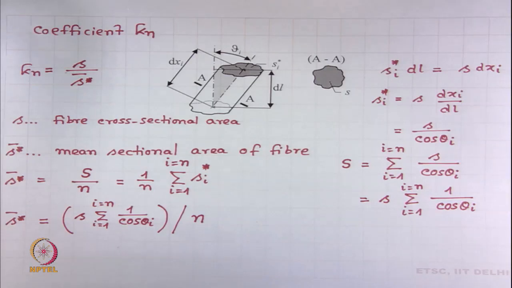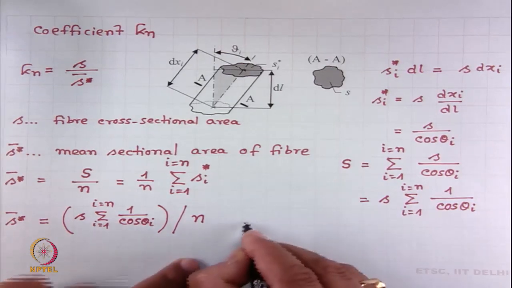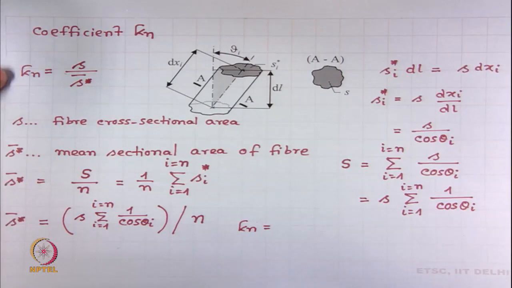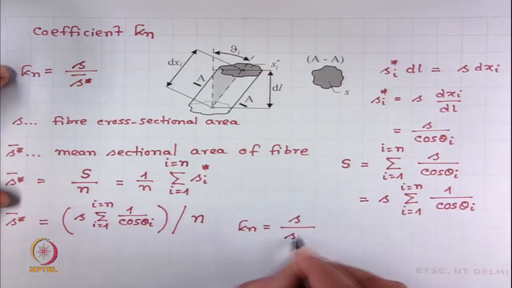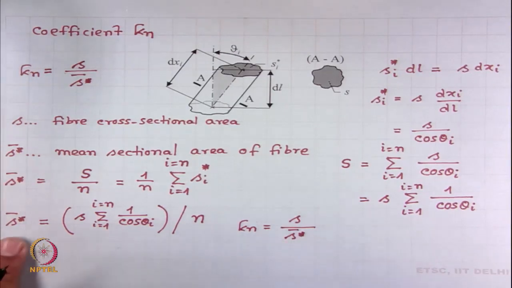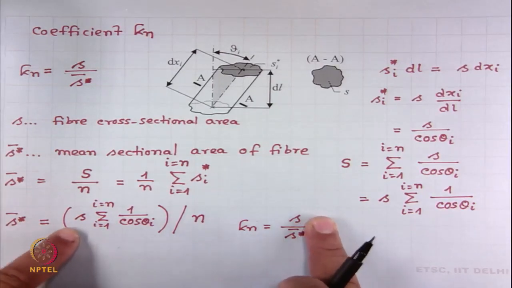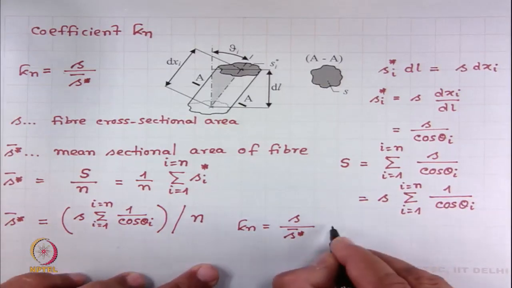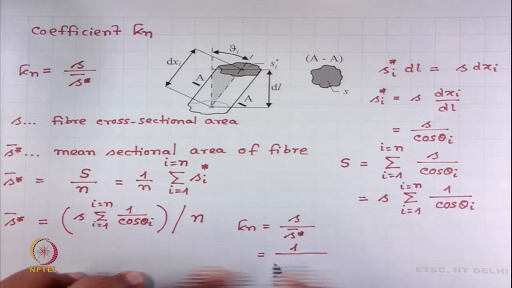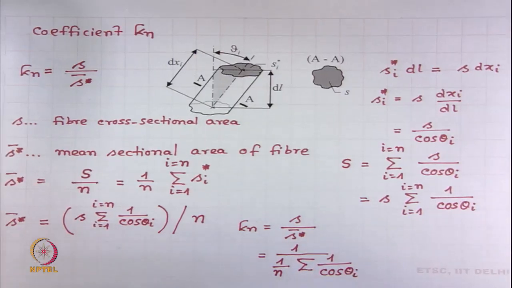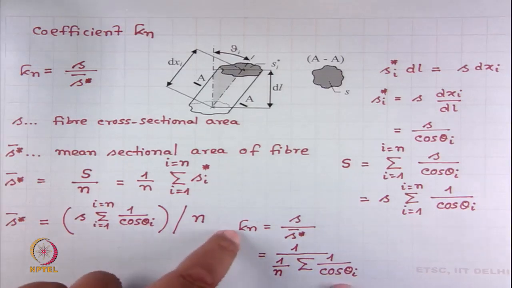Right. So, what is Kn? Kn is from here, S by S star bar. If you substitute S star bar here, this S and this S will be cancelled out, and as a result what we will obtain is 1 by n summation 1 by cos theta i, right. This is the expression for Kn.